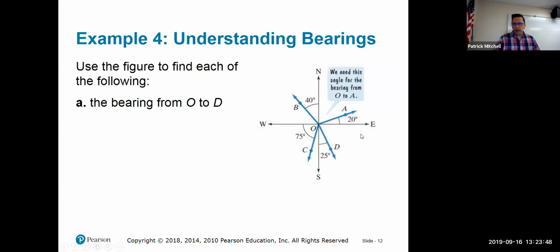I'm hoping that if you're watching the video, you'll pause at each part and see if you can figure it out. The first thing it's asking for is the bearing from O to D. That one is pretty straightforward. Here is point D. First question: is it north or south? Of course, it's south. What's the angle between that ray and the y-axis? It's spelled out right there: 25 degrees. And this point is to the east of the y-axis. So that bearing would be south 25 degrees east.